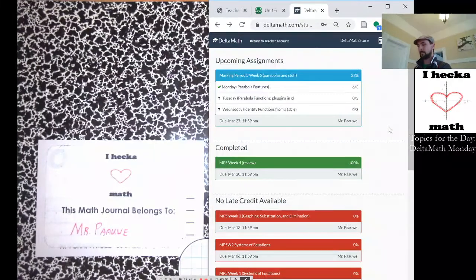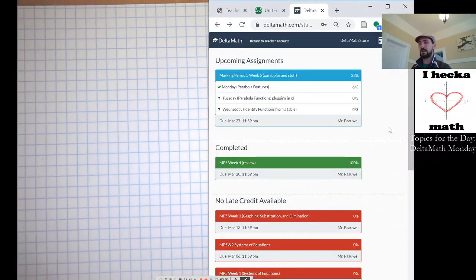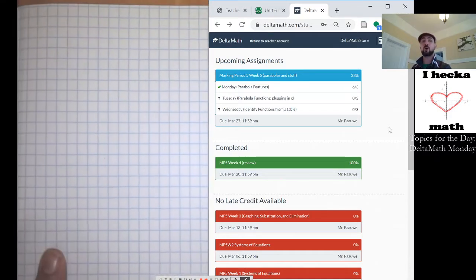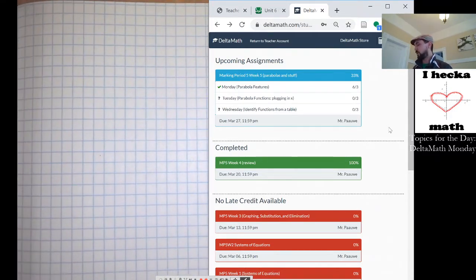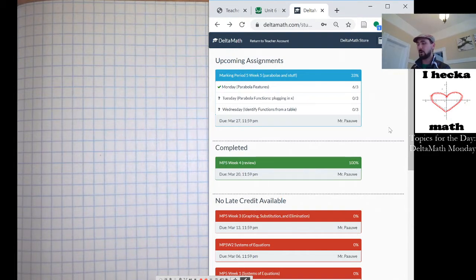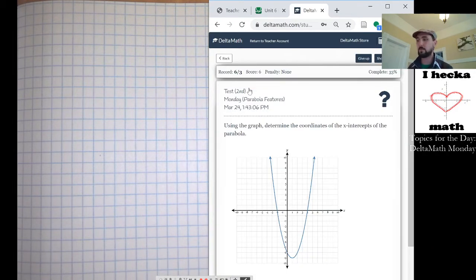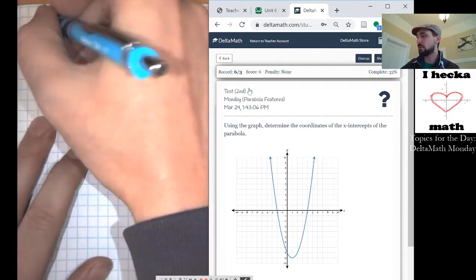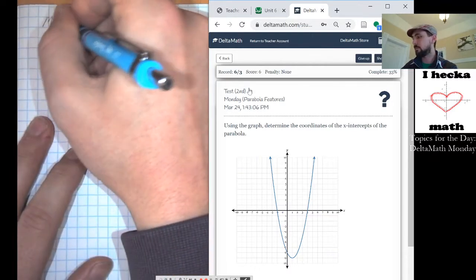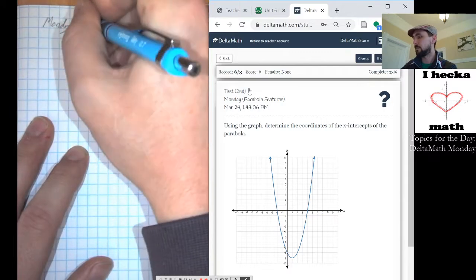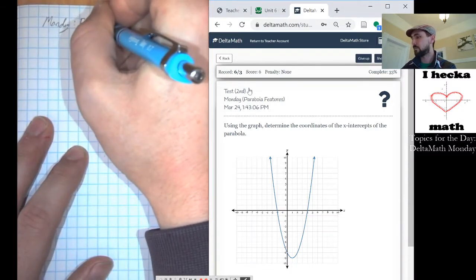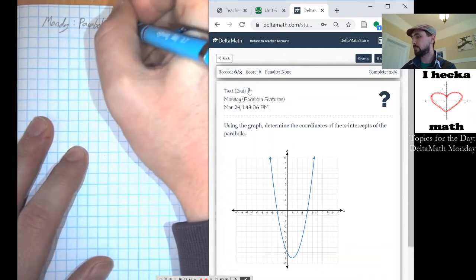If you do not have a notebook out or a piece of paper, I strongly encourage you to get one of those out right now so you can take some of these notes or do some of these problems along with me, which means you'll have them when you go back and do your own DeltaMath problems later. So let's dive right in. Monday, parabola features.